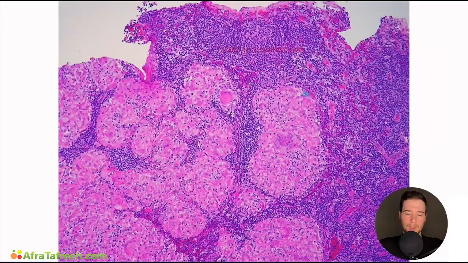So here's a really nice image of these non-caseating granulomas. I'm outlining them here. And as you can see, it's non-caseating and there's not necrosis in the center. We have all of these purple areas, these cells that are alive. However, there is clearly a very distinct wall around this structure.